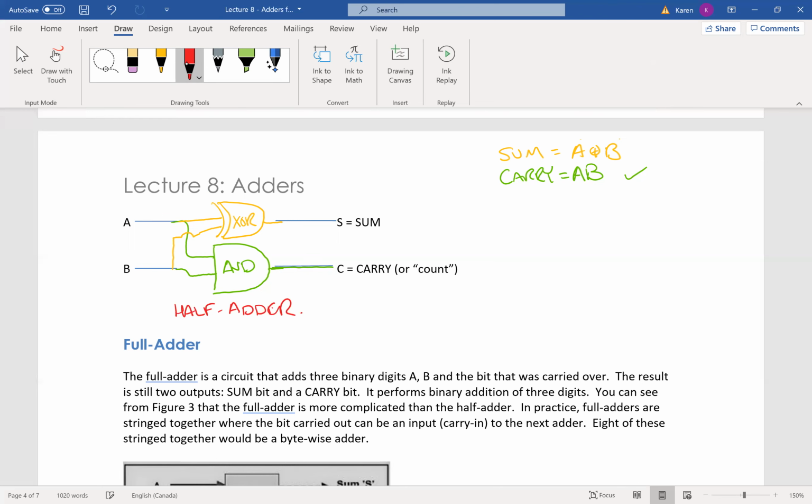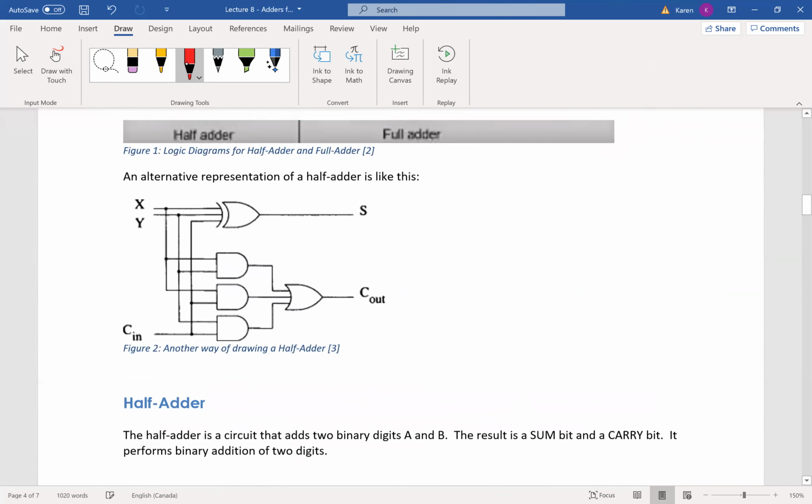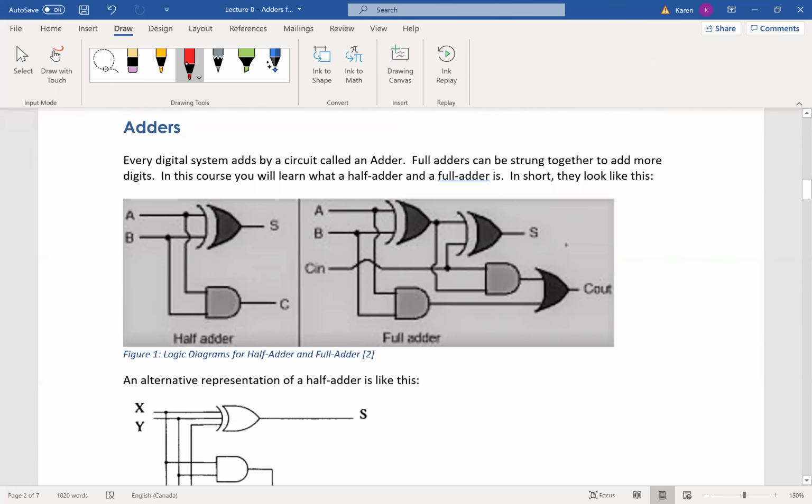Let's see if we're right. Earlier on, I said a half adder looks like this. Carry comes from an AND gate. A and B go into the AND gate, and sum is A exclusive OR B. So we have just designed a half adder.